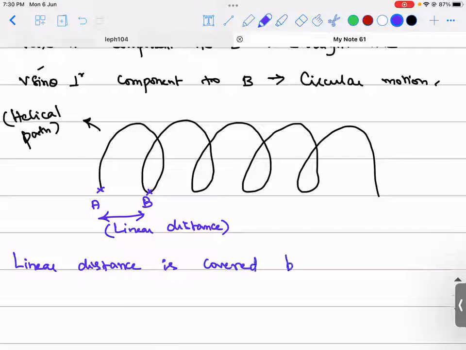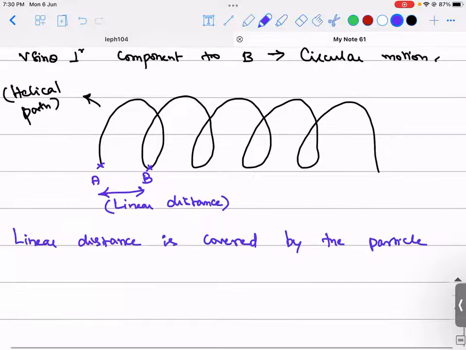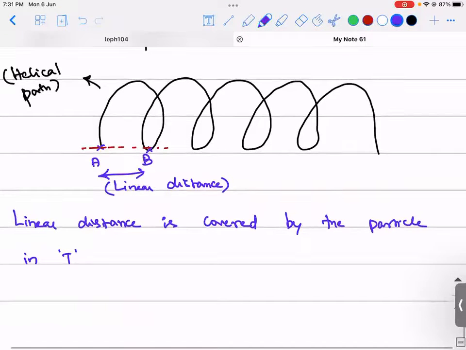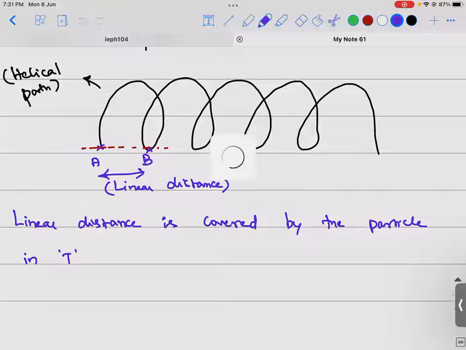So linear distance is covered by the particle in how much time? In time capital T. Correct? It takes one time period for the particle to start from a point and come back to the same point. If you observe, A and B are lying on the same horizontal level. But why are A and B not the same point? Because V cos theta has pushed it slightly away, right? So it takes one time period to complete this kind of a revolution.